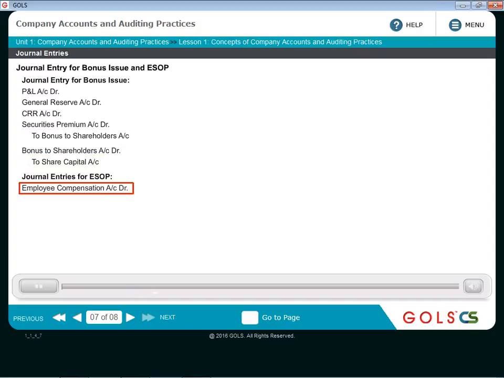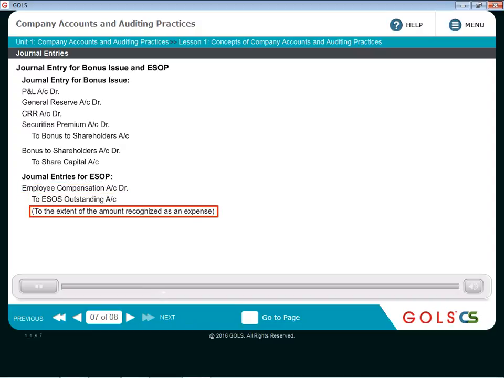Journal entries for employee stock options or sweat equity. Employee compensation account debit to employee stock options outstanding account, to the extent of the amount recognized as an expense. Now here what happens is basically that suppose the prevailing market price or the fair value is 10 rupees and the stock options are issued at say 4 rupees. That means it is as good as saying that remaining 6 rupees company is bearing on its own. Otherwise, if the shares were issued, company would have received the market price, which is 10 rupees.